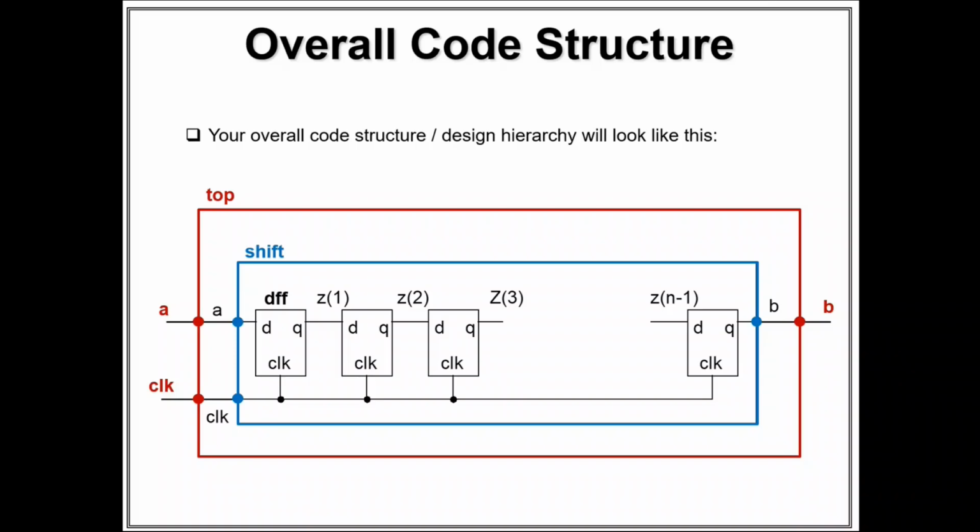So as far as the relevant ports are concerned, for DFF you'll have D, Q, and clock. For Shift you'll have A, clock, and B, and for top you'll have A, clock, and B as well. So that's pretty much in a nutshell today's lab. What we want to do is to see how to use one of these generic size or generic length shift registers that we've looked at as an example in our lecture number 8. So just follow the instructions from this handout.